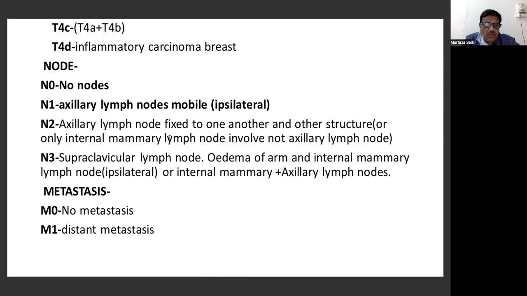N1, axillary lymph nodes, mobile, ipsilateral. N2, axillary lymph nodes fixed to one another or other structures, or only internal mammary lymph nodes involved, not axillary lymph nodes. N3, supraclavicular lymph nodes, edema of arm, internal mammary lymph nodes ipsilateral, or internal mammary plus axillary lymph nodes. Metastasis: M0, no metastasis. M1, distant metastasis.